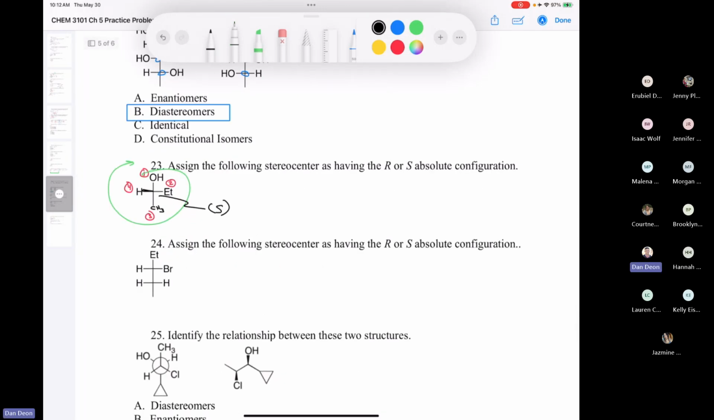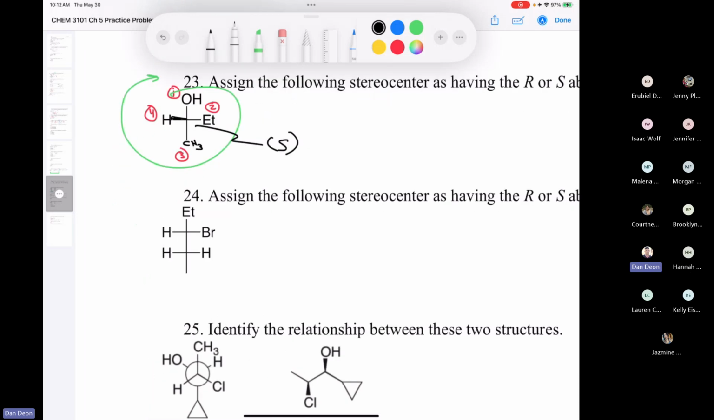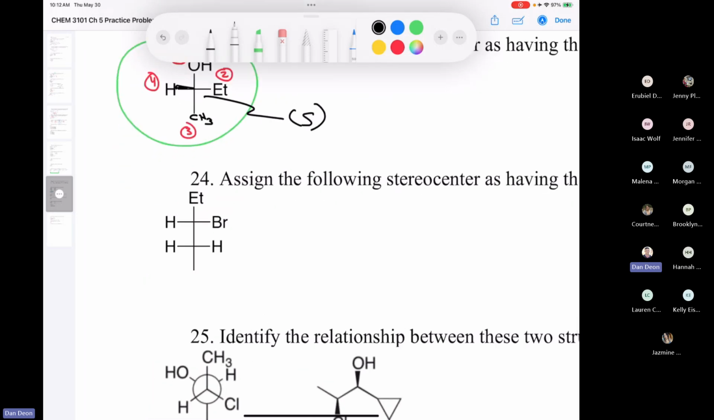Next one, assign the following stereocenter. Keep in mind that here, there's only one stereocenter. This carbon here is a stereocenter. This one down here is not a stereocenter. How can I tell? Because it's got two hydrogens attached to it. So only the carbon at the top, the red one, is a stereocenter. So this is, hold on.